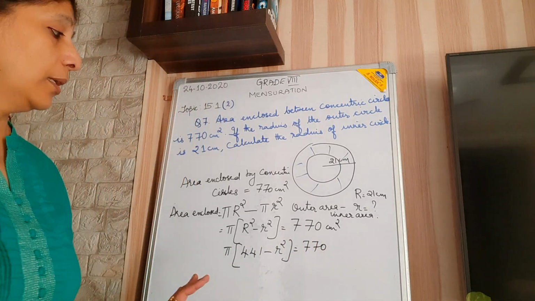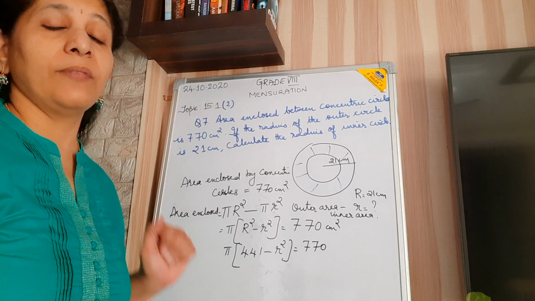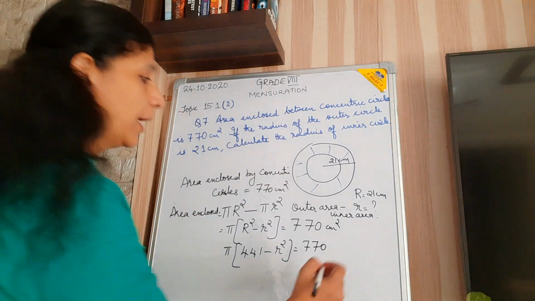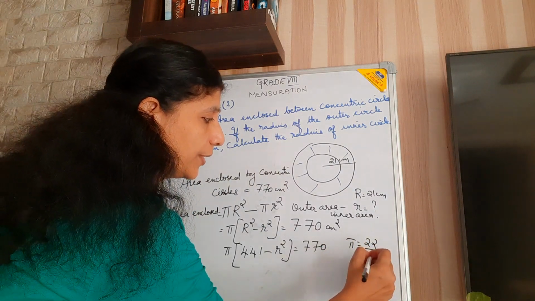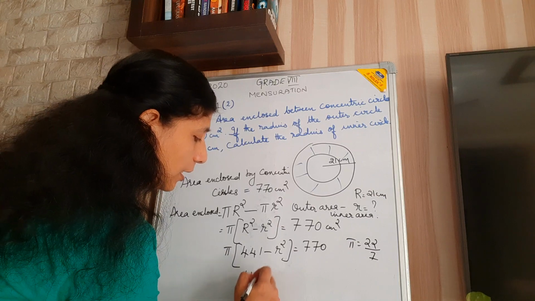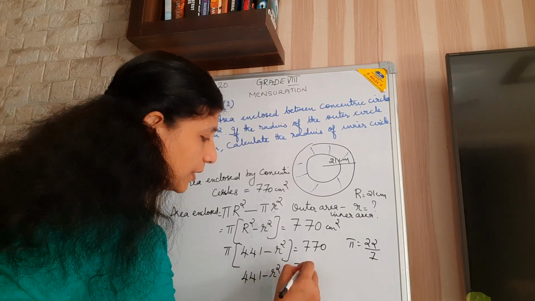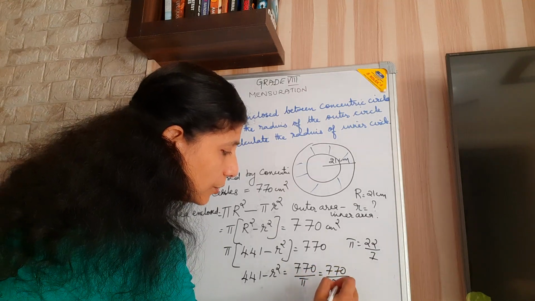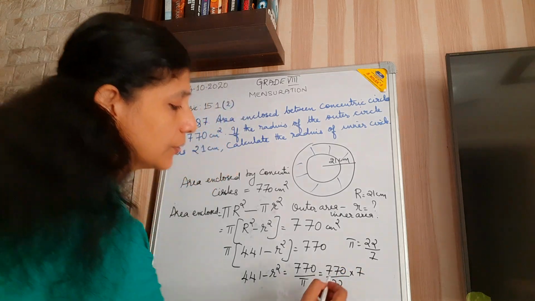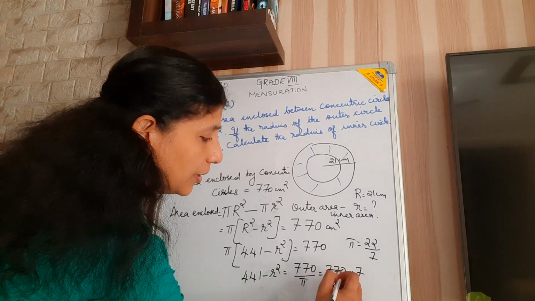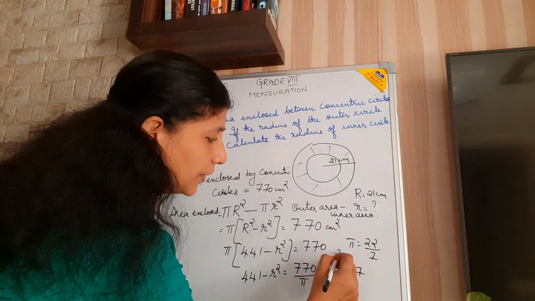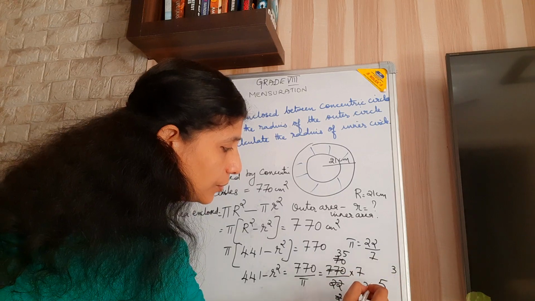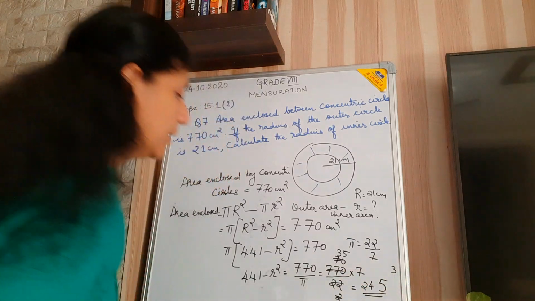Now pi here I am taking as 22 by 7. Why 22 by 7? Because when r is a multiple of 7, it is easy to get it. So it cancels off. So 441 minus r square will give you 770 upon pi, that is 770 upon 22 into 7. Here it cancels off to 35, and 35 into 7 is 245.